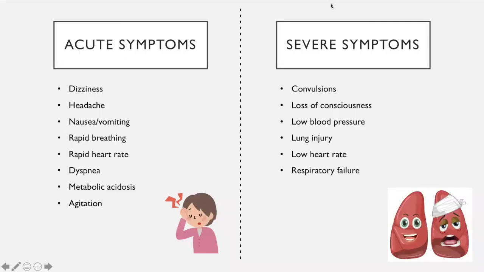Cyanide poisoning can cause several different kinds of symptoms. Acute symptoms include dizziness, headache, nausea and vomiting, rapid breathing, rapid heart rate, restlessness, weakness, smell of bitter almonds, metabolic acidosis, diaphoresis, agitation, and dyspnea. Severe symptoms include convulsions, loss of consciousness, low blood pressure, lung injury, low heart rate, and respiratory failure leading to death. Survivors of severe cyanide poisoning have displayed heart, brain, and nerve damage.